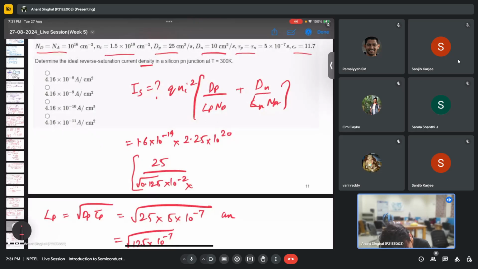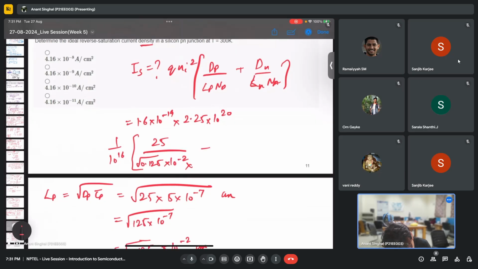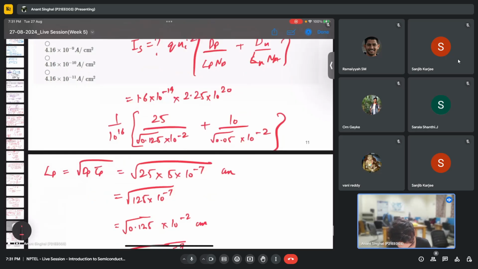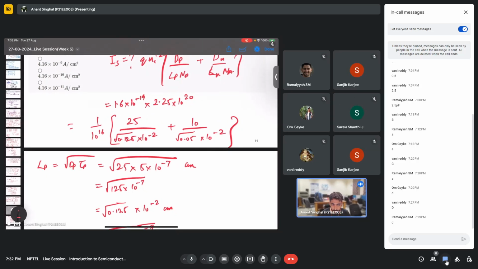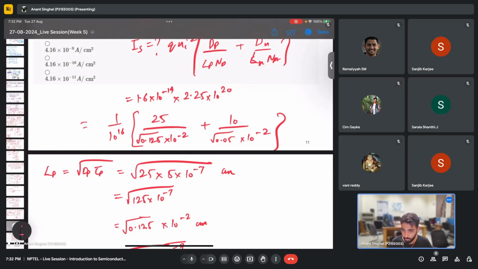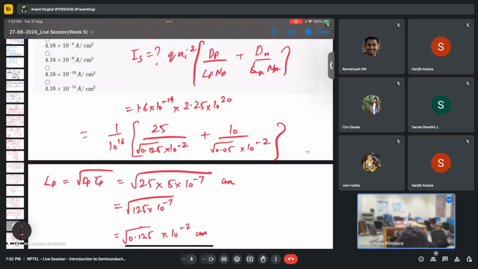So ND and NA I'm dividing outside because both are equal, plus 10 by under root 0.05, 10 is per minus 2. So this is what we'll get. It's all about calculation. I hope you'll be able to solve it. I'm not sure if D will be the answer, but I hope you got the concept right. If I'm correct, maybe this is 10, this 10 is per 4.